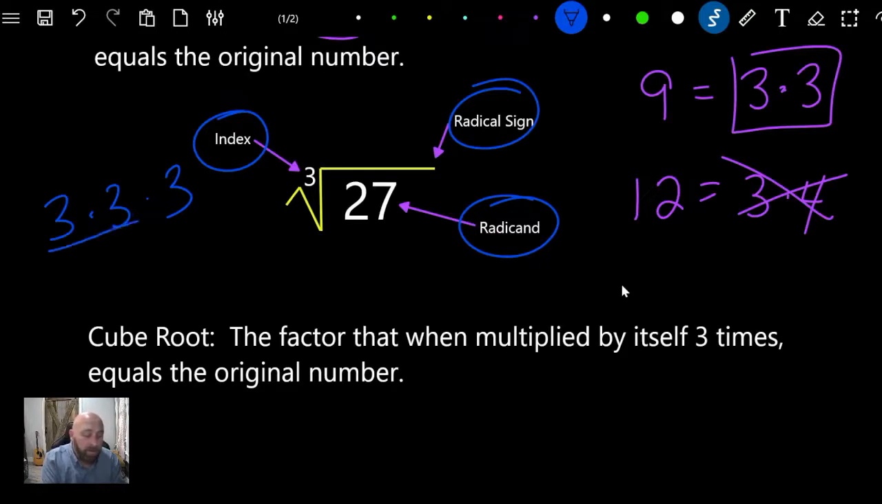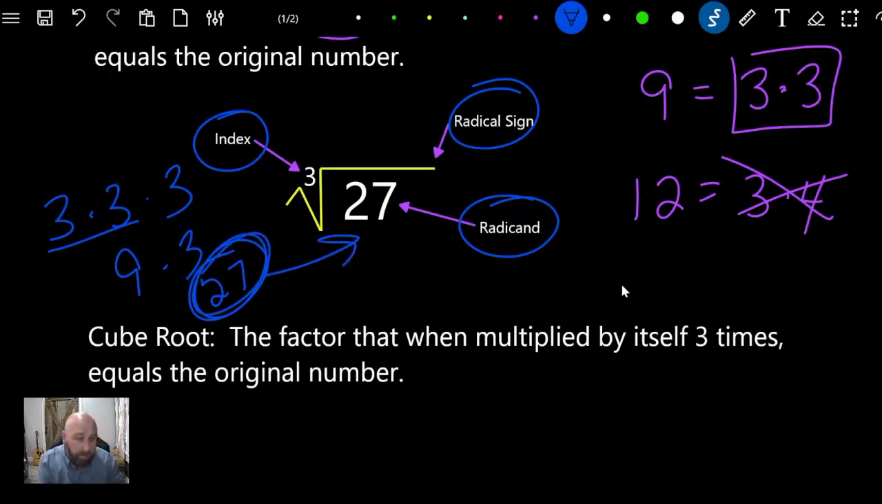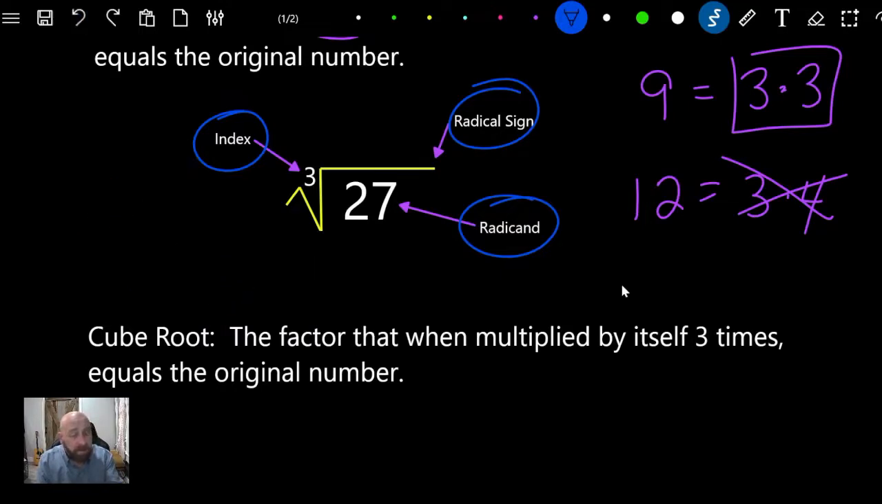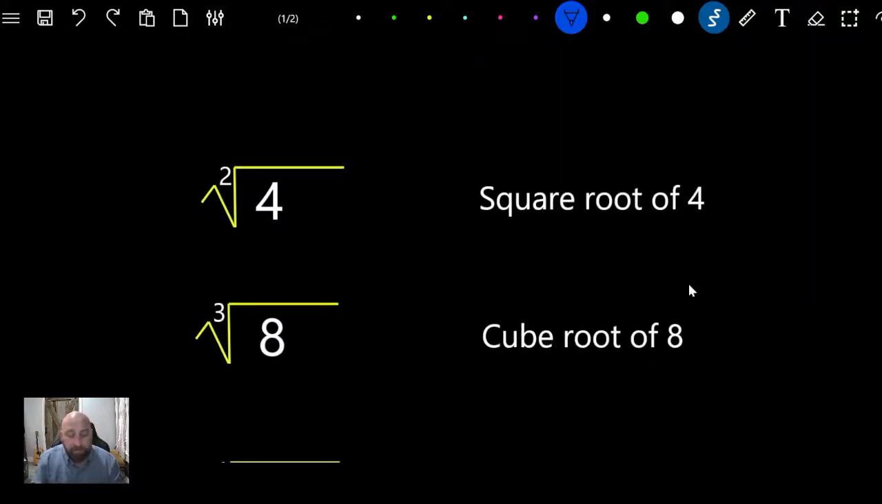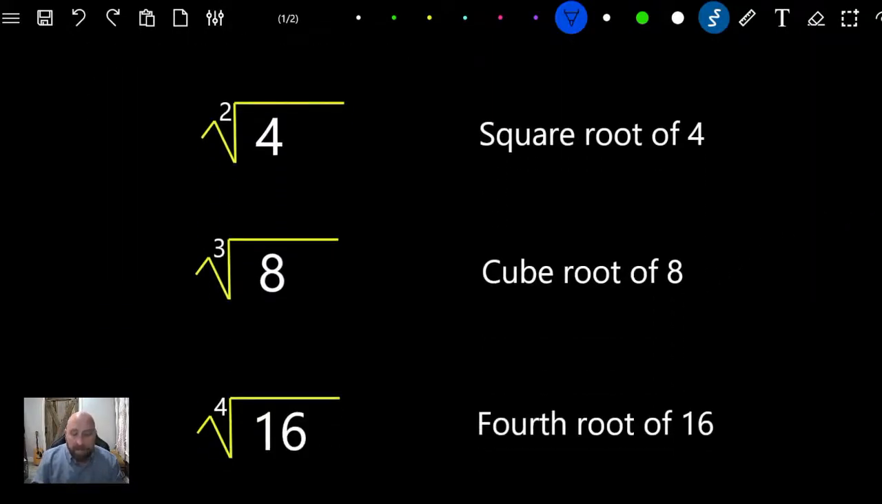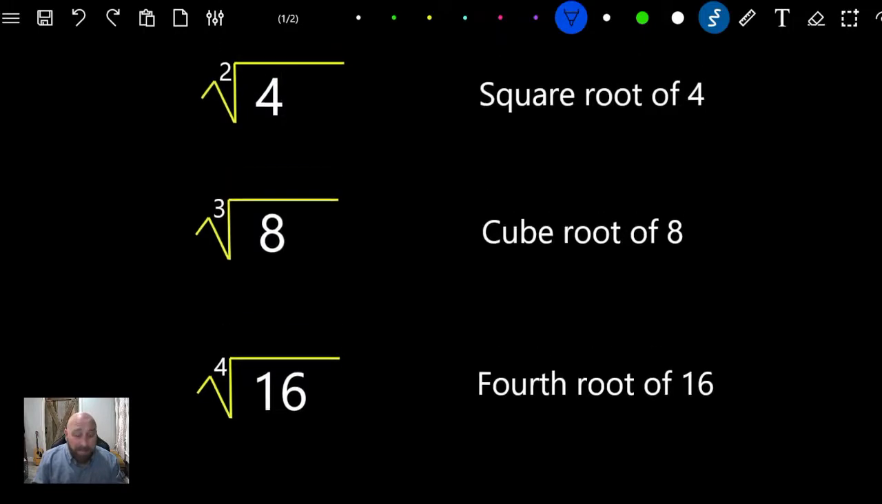Because watch what happens. 3 times 3 is 9. 9 times 3 is 27. There's our original number. There's our original radicand. And so the cube root of 27 is 3. That might have just blown your mind right there. Don't worry about it. We will circle back to that as we go through some of these different things. But I just wanted to show you cube roots right now so you had an idea of what those are. All right, let's talk about how to write and read these things.